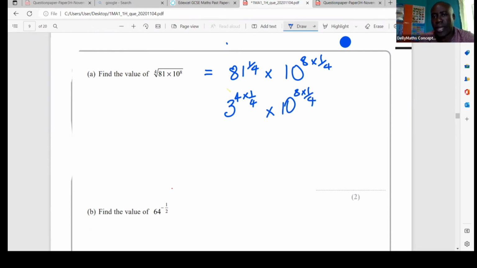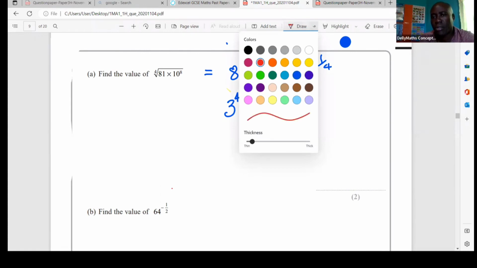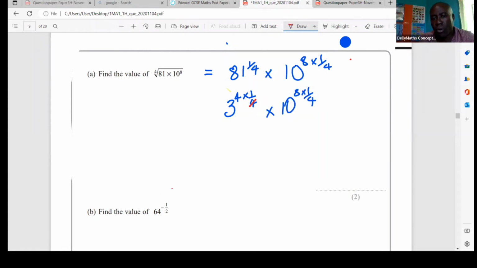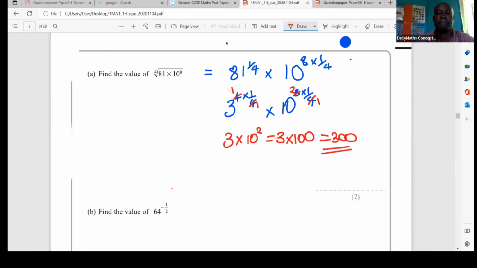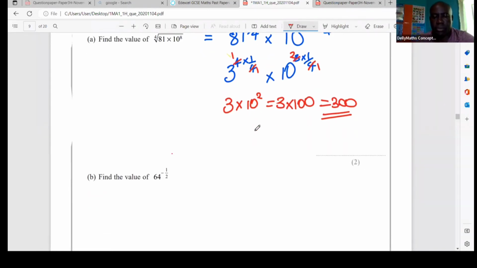So we could cancel right now. We're talking about 4 into itself 1, 4 into itself 1, 4 into 8, 2, and we're left with 3 times 10 to the second, which is the same thing as 3 times 100, which is 300 there. So understanding the root system is good for us.